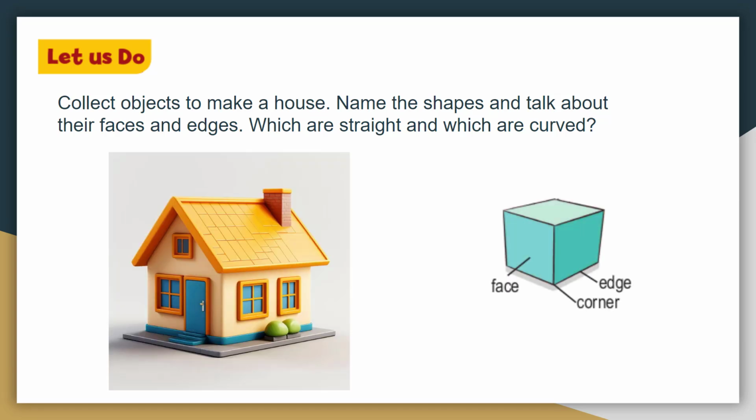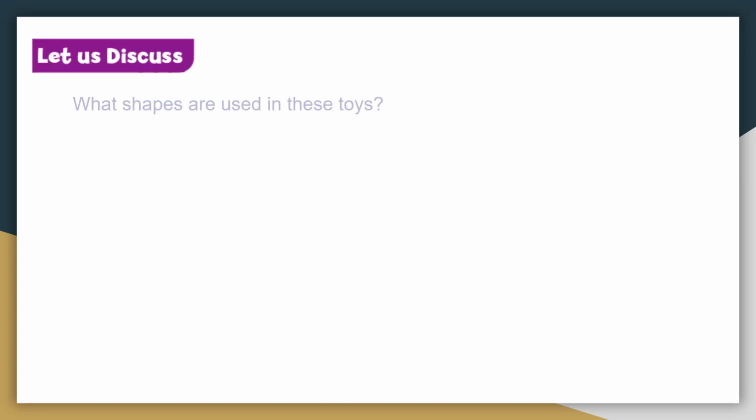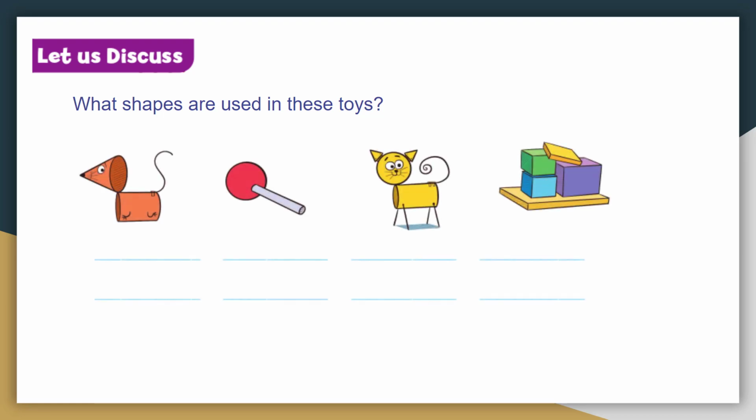We discussed the face, edge and corner of a particular shape, and we saw how Devika created a beautiful toy train or a toy engine using different shapes. Now in this video, let us discuss what shapes are used in these toys.